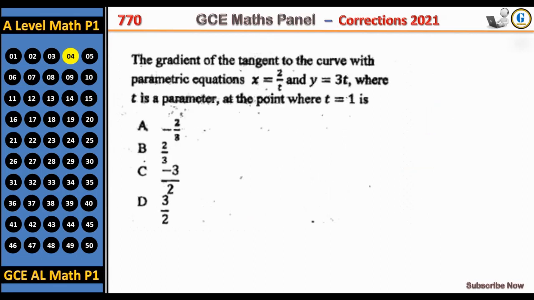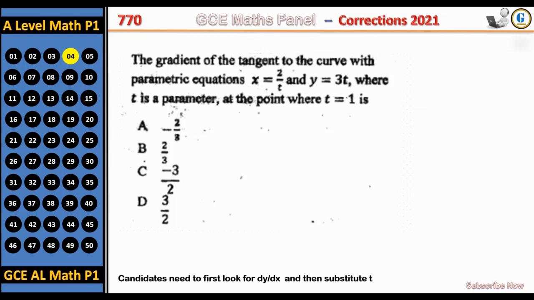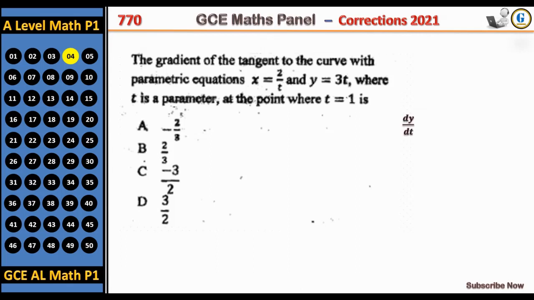Question 4. The gradient of the tangent to the curve with parametric equations x and y, where t is a parameter, at the point where t equals 1 is. Since we are looking for the gradient of the tangent and we have this equation in parametric form, candidates first of all need to look for dy/dx and substitute t equals 1. Let's start with dy/dt first, since it's in parametric form, which is equal to 3. And at t equals 1, we will still have the value equal to 3.